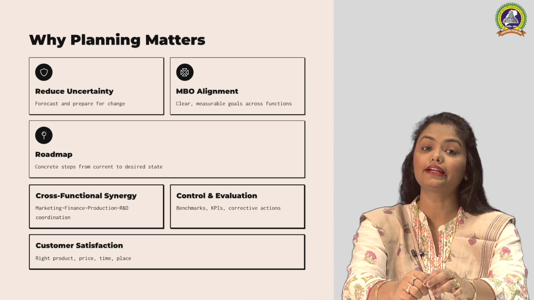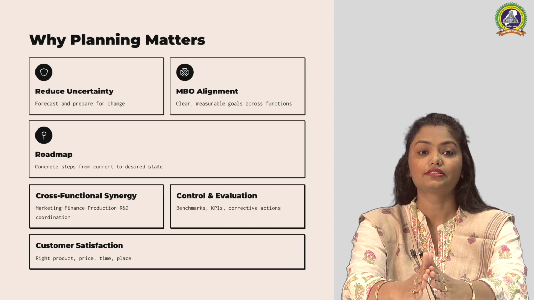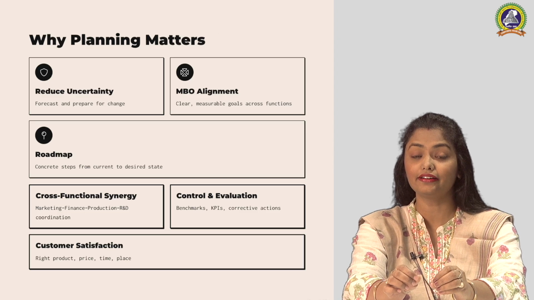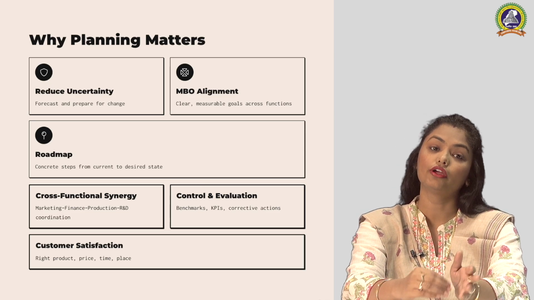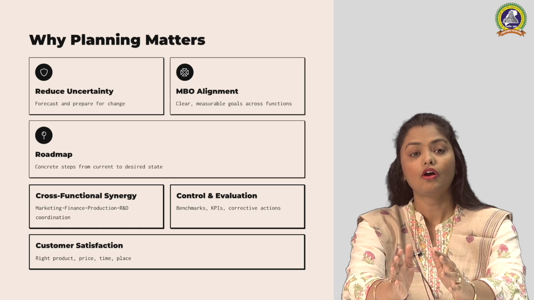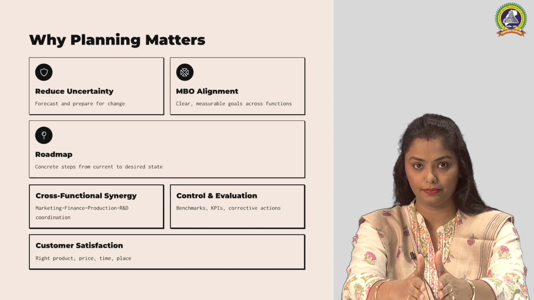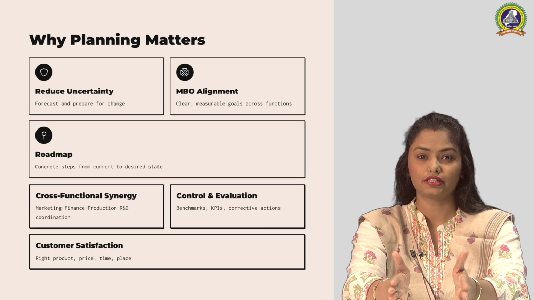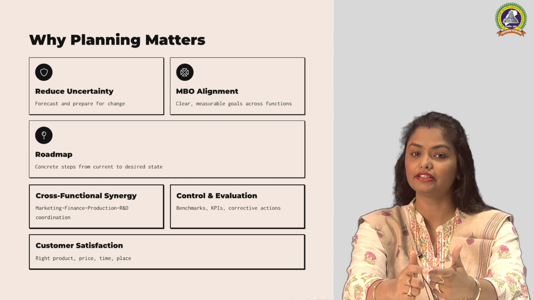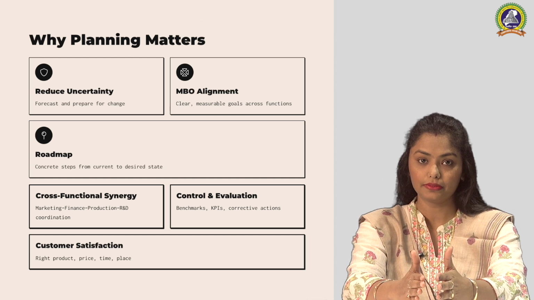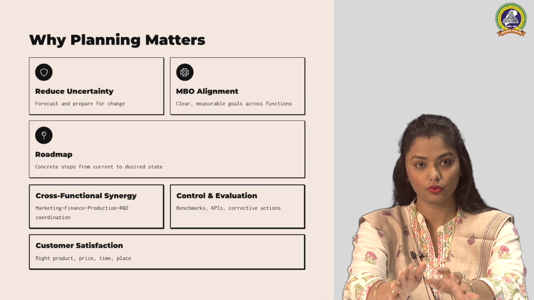Third, and most directly, it helps to achieve the marketing objectives. A plan acts as a roadmap, detailing exactly what steps are needed to get from where the company is to where it wants to be. Fourth, it helps in coordination and communication among various departments. Marketing does not exist in a vacuum. A formal plan ensures that the marketing, finance, production, and R&D departments are all working from the same script and towards the same corporate goal.